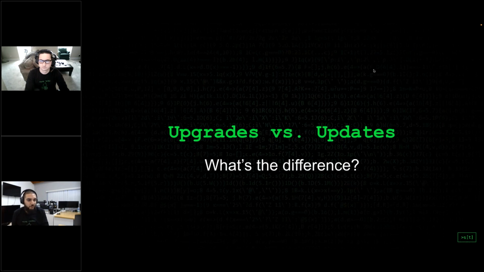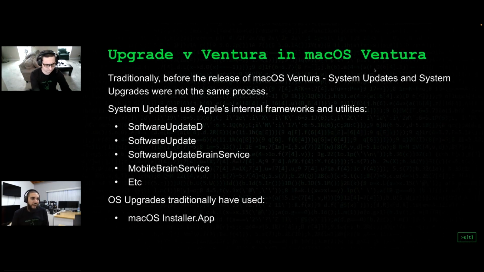Upgrades versus updates. What's the difference? Historically, we've had two separate mechanisms that are kind of decoupled. Software updates are what most of us go through on a regular basis. For example, 12.6.1 is the version I'm running, and 12.6.2 comes out, and I want to do a system update to 12.6.2. Versus a full OS upgrade, where I'm going from Monterey to Ventura.